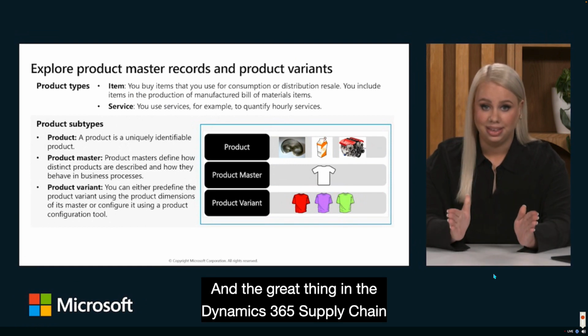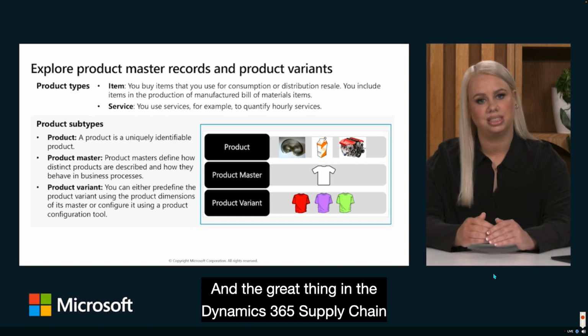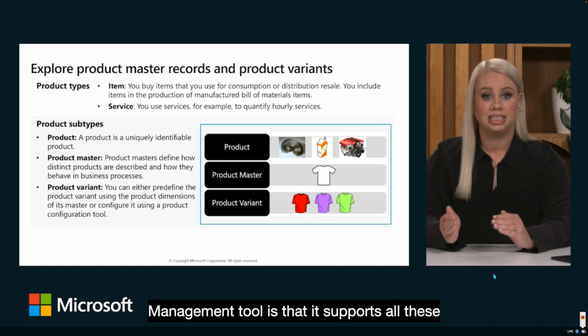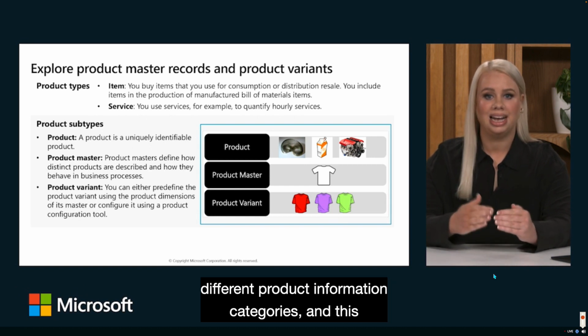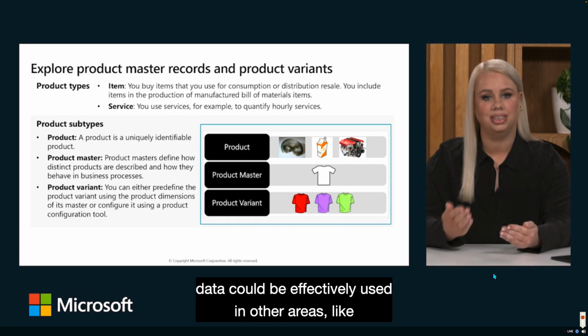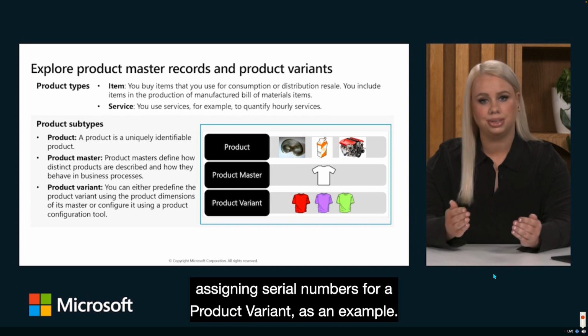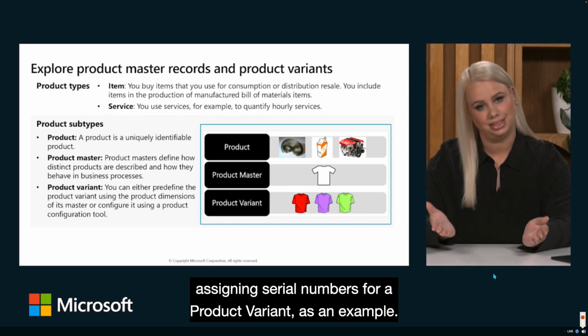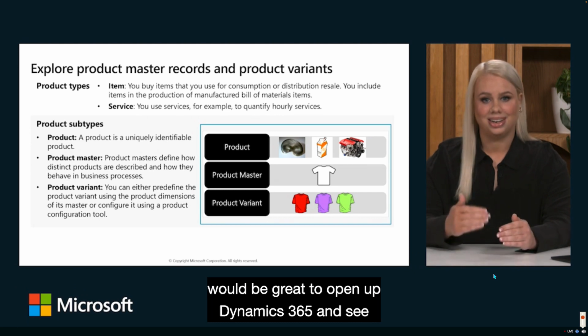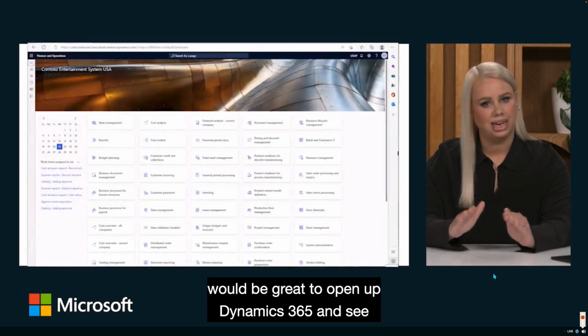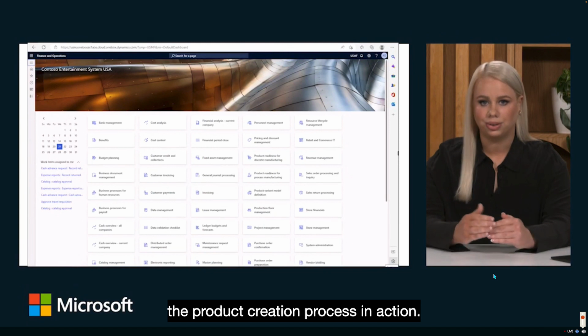And the great thing in the Dynamics 365 supply chain management tool is that it supports all these different product information categories, and this data can be effectively used in other areas like assigning serial numbers per product variant as an example. Now, that was a lot to take in, and I think it would be great to open up Dynamics 365 and see the product creation process in action.